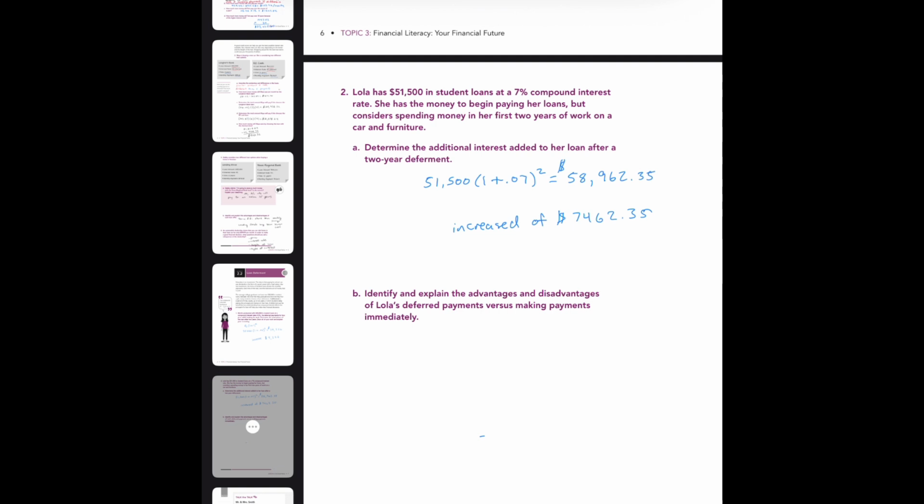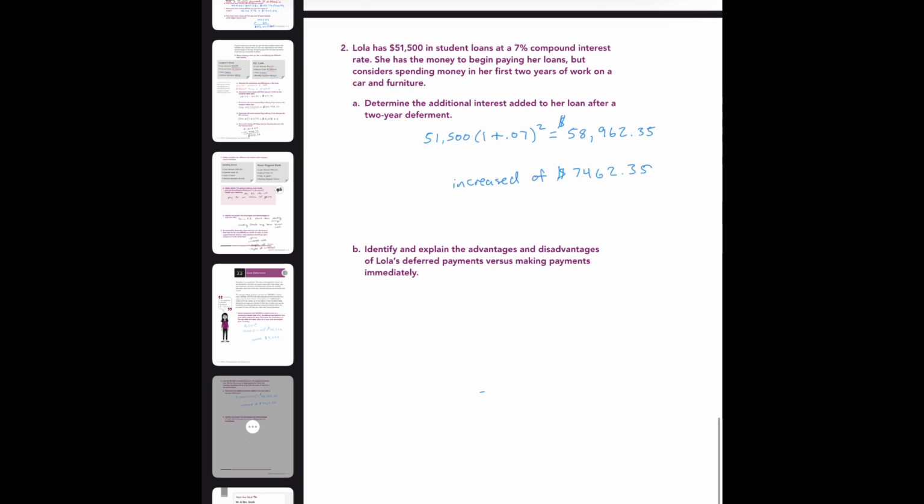So knowing that, B wants us to identify and explain the advantages and disadvantages of Lola's deferred payment versus making a payment immediately. I'll let you put this in your own words, but the advantages she would have are very few. It's really just one advantage, which is if she needs to buy things right away, she's putting off having to start those payments. Whatever that payment amount is per month, she wouldn't be having to pay that for the first 2 years. She can use it to buy other things, like she mentioned, a car and furniture.